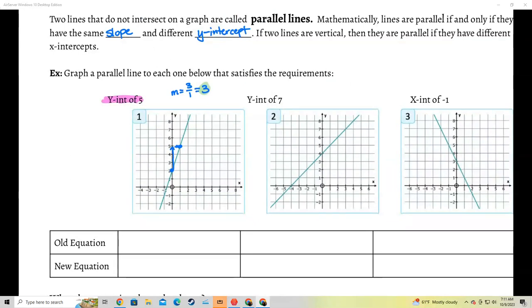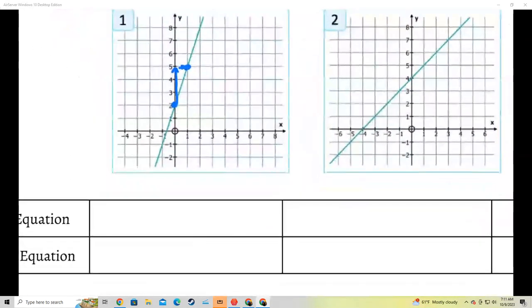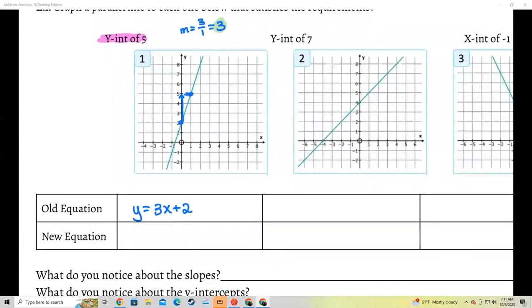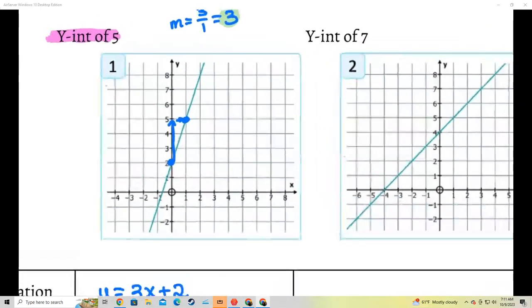Let me go ahead and write the old equation. The old equation has a slope of 3 and a y-intercept of 2. For the new equation, I need a slope of 3 and a y-intercept of 5. So from 5, I'm going to start here, and I'm going to go up 3, right 1, put a dot. I'm stuck going that way, so I'm going to go in the opposite direction. I'm going to go down 3, left 1, put a dot.